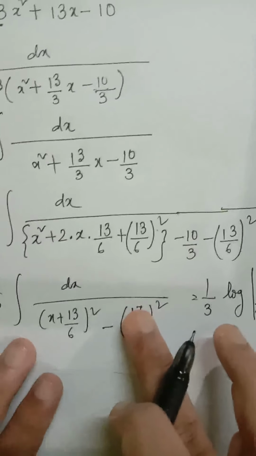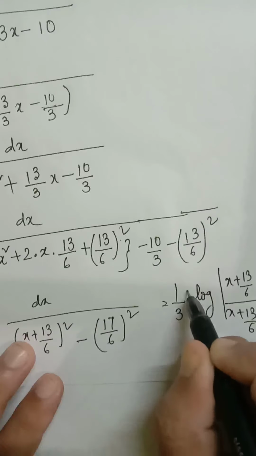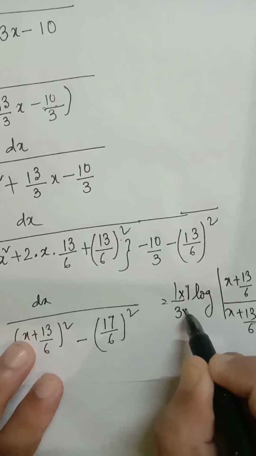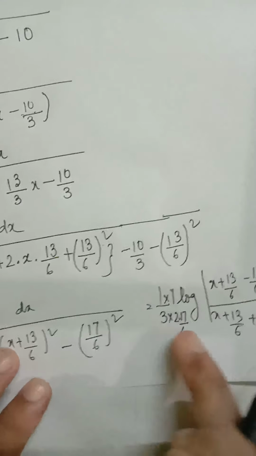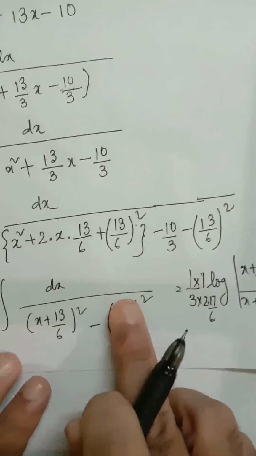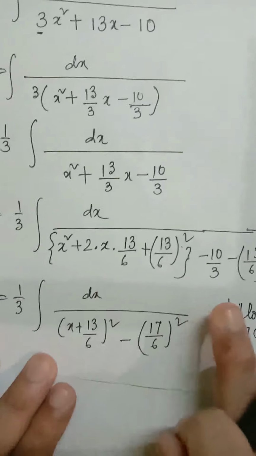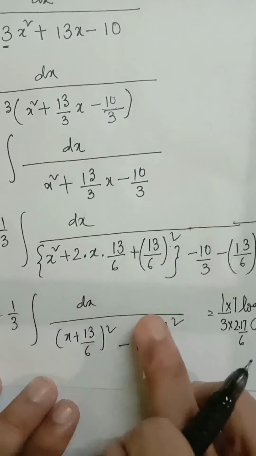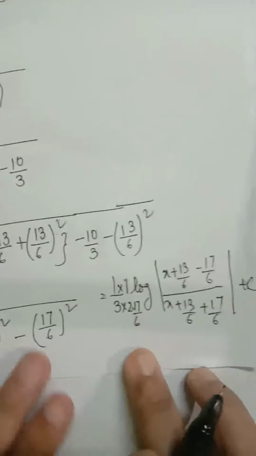And what I have missed: dx by x square minus a square is 1 by 2a. I have not written 1 by 2a here, so it will be into 1 by 2 into 17 by 6. This is our a, in x square minus a square. So 1 by 3 was already there, so I have written 1 by 3. Next 1 by 2a, 1 by 2 into this, log of x minus a by x plus a.